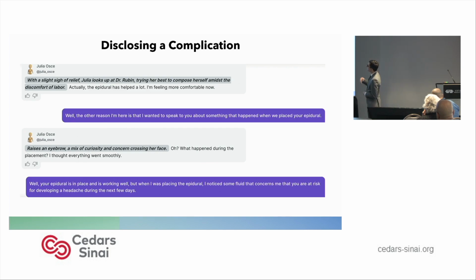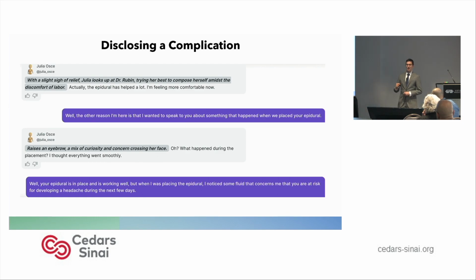So I said, Julia, how's your pain now after the epidural? She says, actually, the epidural's helped a lot. I'm feeling a lot more comfortable. Well, the other reason I'm here is that I wanted to speak to you about something that happened when we placed the epidural. She said, oh, really? What happened? I thought everything went smoothly. I said, well, your epidural's in place and it's working well, but when we were placing the epidural, I noticed that some fluid was coming out, and that concerns me that you may be at risk for developing a headache over the next few days.